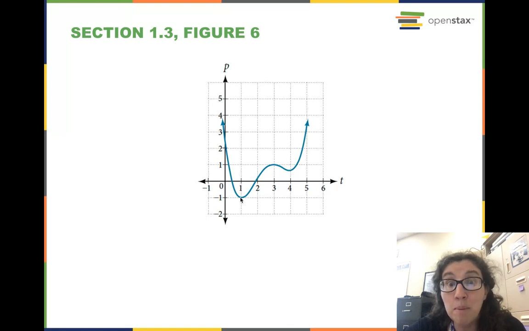The local minima, that's the plural of minimum, happen at this point, at (1, -1), and at this point for 4, it's like 0.6 or something. Okay, those are the two local minima. And the local maximum, there's just one. It's going to happen here at (3, 1).